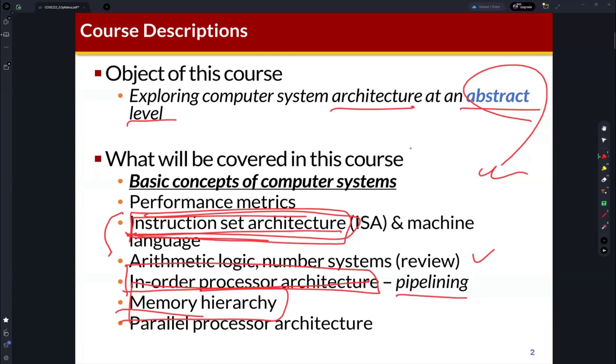And then if we have time, we will learn about parallel processor architecture. But just remember that these are the three main topics: ISA, instruction set architecture, then processor architecture with pipelining, and memory hierarchy.